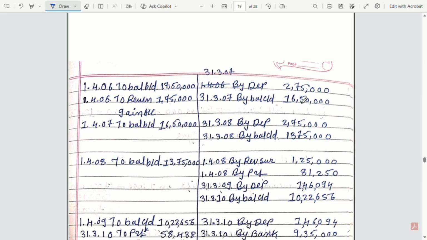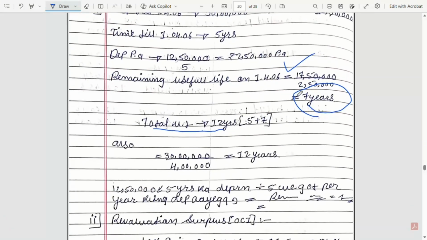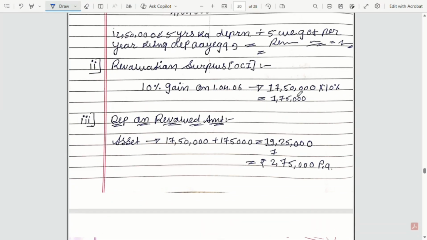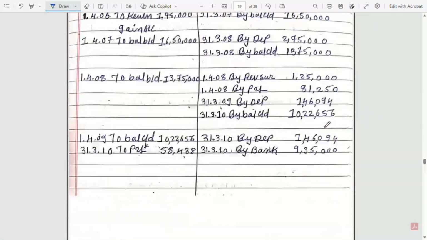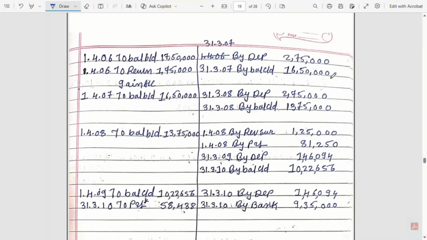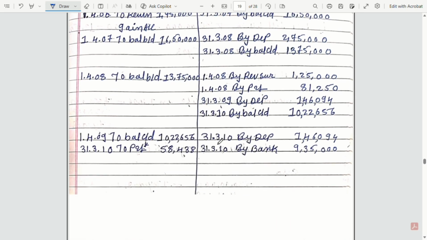ठीक है, उसके बाद फिर हम लोग का डेप्रिसिएशन जो है वो ये हो जाएगा. ठीक है, रीवैल्यूएशन के बाद हम लोग का कैसा होगा डेप्रिसिएशन, 7 years में हम लोग डिवाइड करेंगे बिकॉज रिमेनिंग यूजफुल लाइफ इज 7 years. ओके, तो फिर हमने ये डेप्रिसिएशन चार्ज किया. फिर 1st April 2007 को हमें ये बैलेंस मिला, उसमें डेप्रिसिएशन किया.